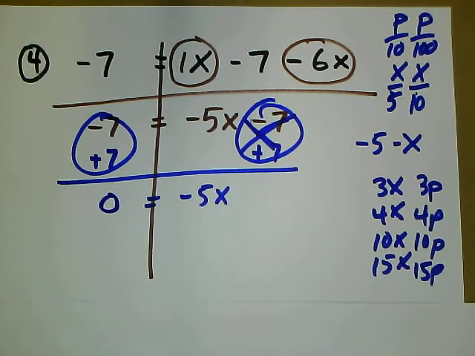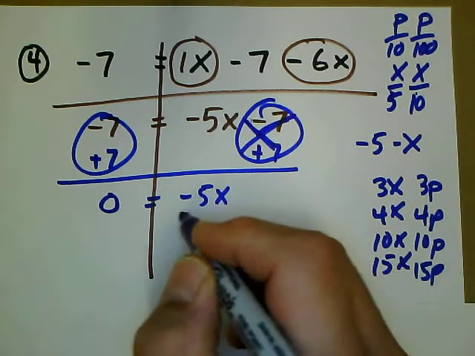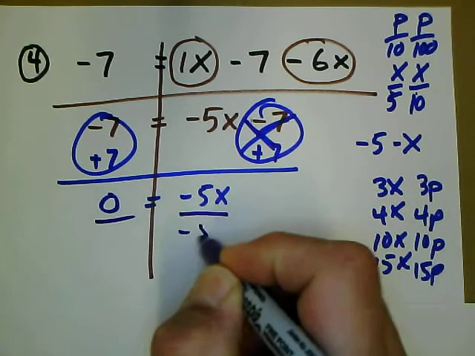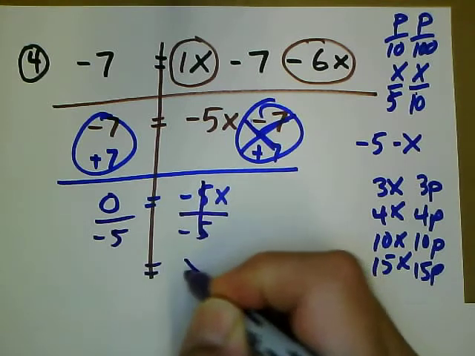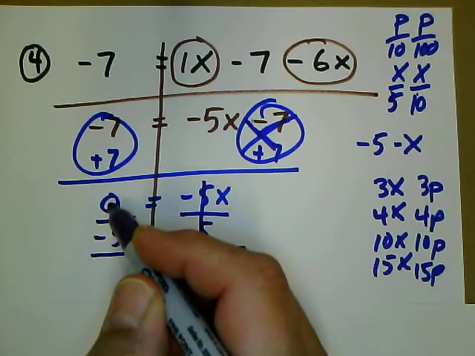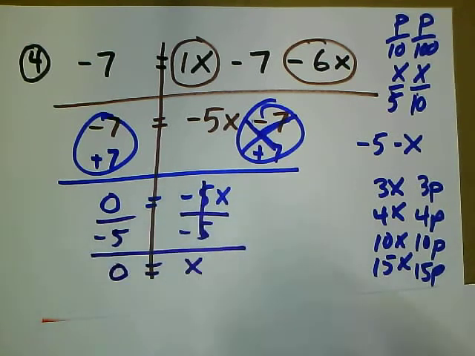Now, most of you just said the answer is negative 5x. That is not true. You still need to get rid of the negative 5, so you need to divide by negative 5, our last step. These two are gone. You can put in your calculator 0 divided by negative 5, and your answer is going to be 0. The answer is 0, not negative 5x, okay? So make sure you do that.